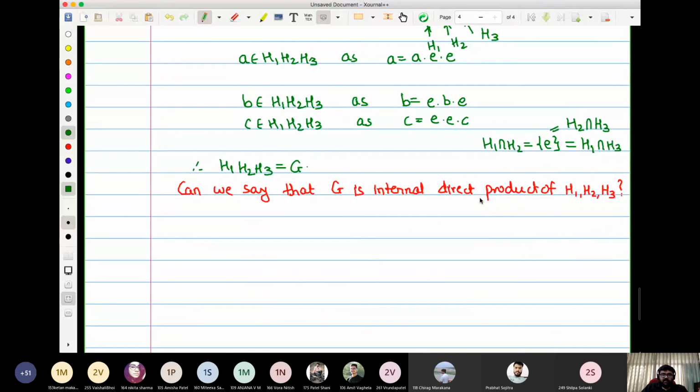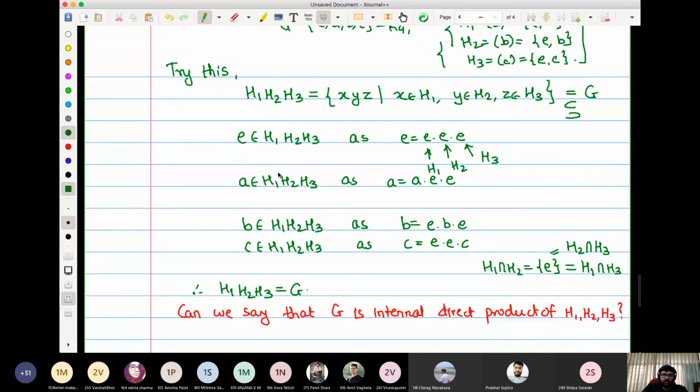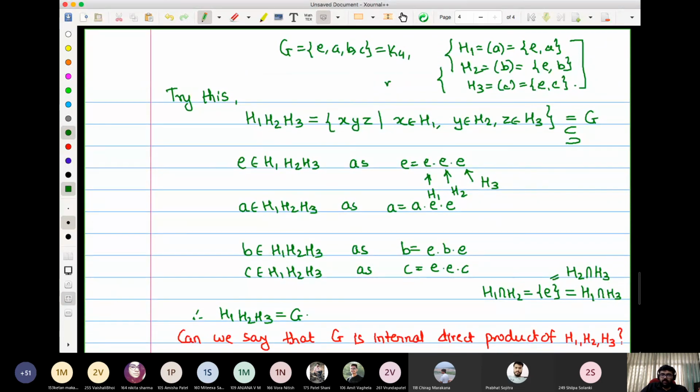Okay, so intersection is trivial and G equals the product. All are normal subgroups. There is no question about normal. Yeah, all are normal because G is abelian, so every subgroup is normal. All are subgroups. There is no question about subgroups or normal subgroups.